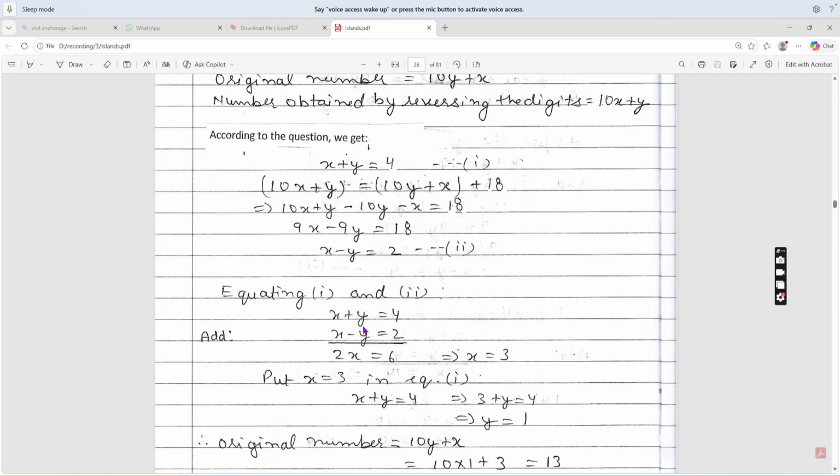x plus x will give us 2x, plus y minus y will give us 0. 4 plus 2 will give us 6. So x is equal to 6 by 2, that is 3.